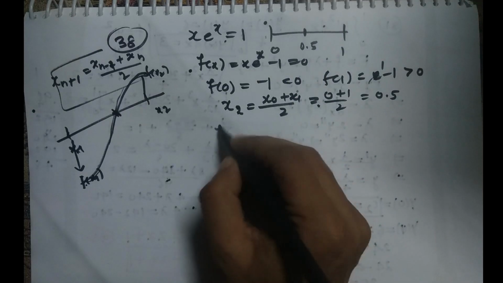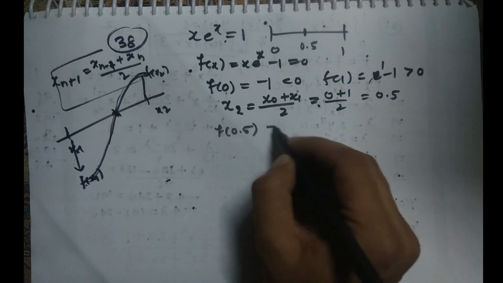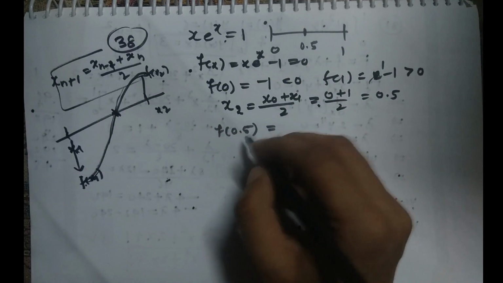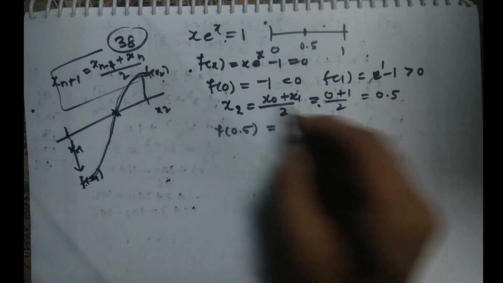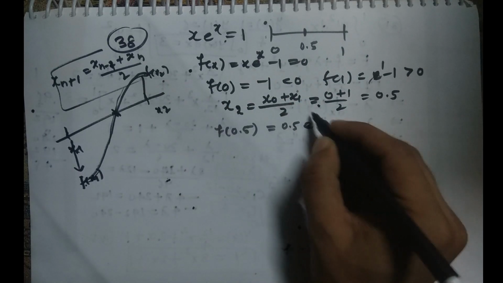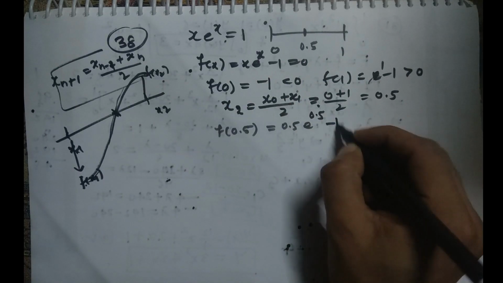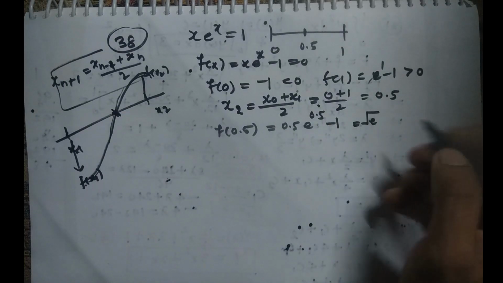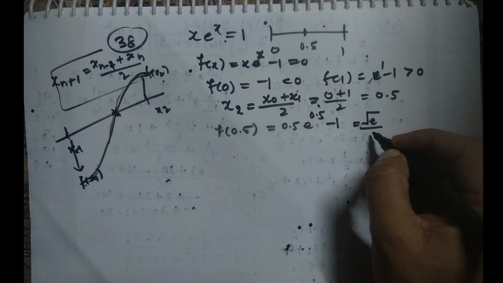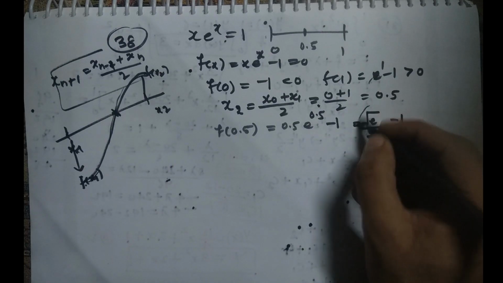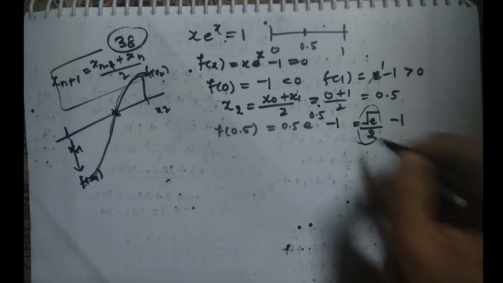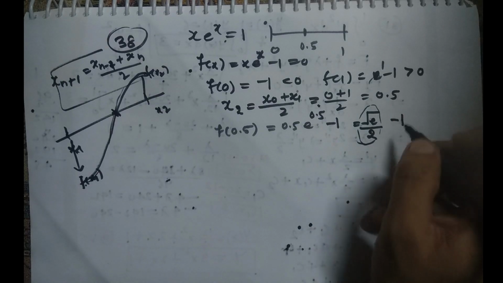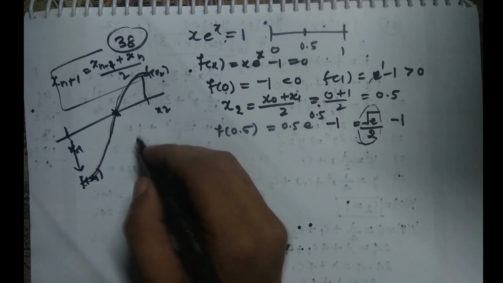Now again, if I try to find the value of f of x at 0.5, I am going to get 0.5 e raised to 0.5 minus 1. Now see, e raised to 0.5 means what? Power 1 by 2, which is nothing but root of e, so this is root e divided by 2, minus 1. Now let's look carefully. This root e by 2 will always be less than 1. How can I show this is less than 1?